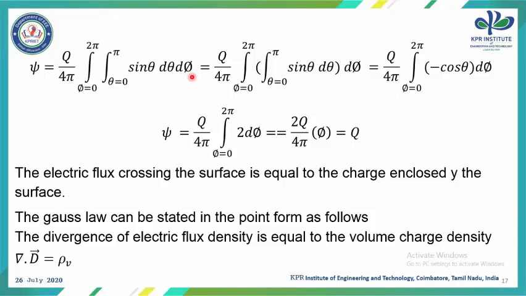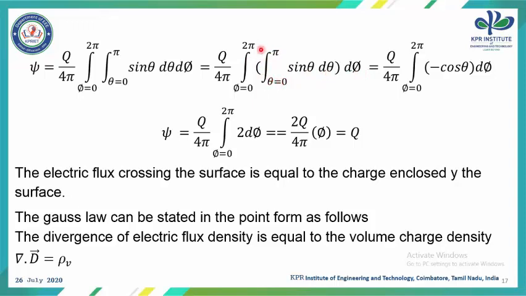Here is a double integral, so you have to substitute the limit for each. How to identify that? Again, you can recall the coordinate system. You know the limit for theta. The limit for theta is 0 to pi and the limit for phi is 0 to 2 pi. You just substitute that limit here. Now integrate it. Psi equal to Q divided by 4 pi, integral phi equal to 0 to 2 pi, integral theta equal to 0 to pi, sin theta d theta d phi.